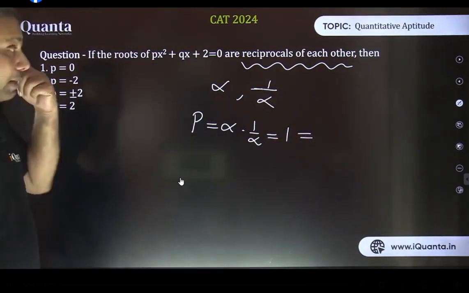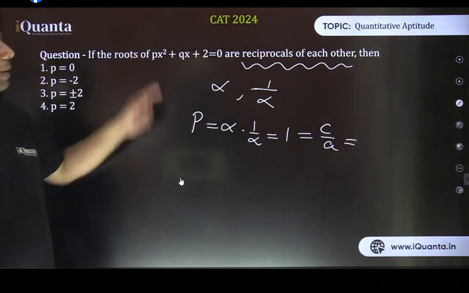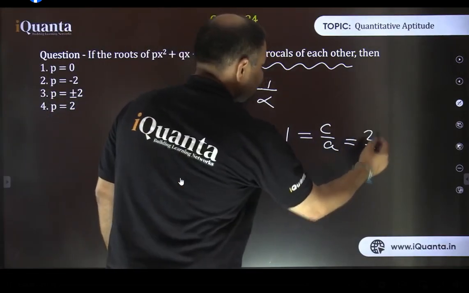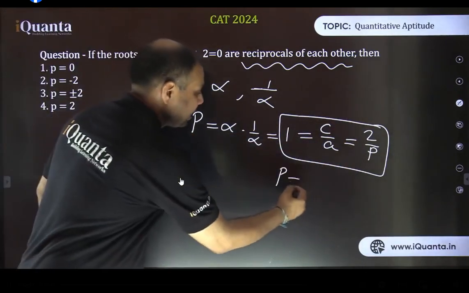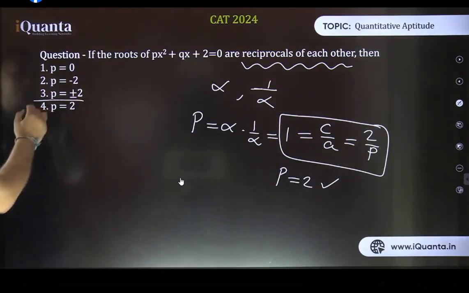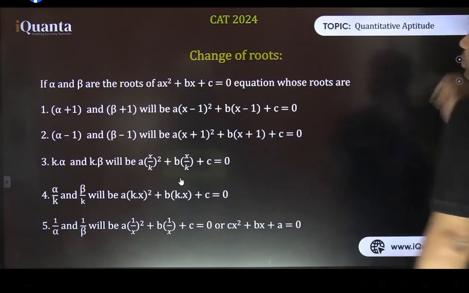So the product must be equal to 1, and the product, you know, is equal to c by a, which in this case is 2 by p. So that is our key point here. So this 2 by p is equal to 1, and that gives us that p equals 2. So option 4, that p equal to 2, is the right answer. And again, I'm really happy that almost every one of you has got the right answer. So here is the next question.